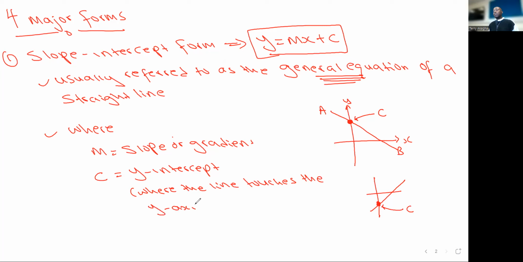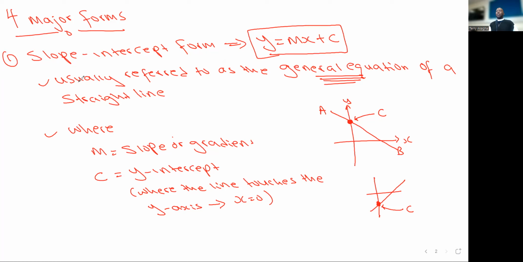And also, for those that have watched my previous video on y and x-intercept, I told you at the y-intercept, x is equal to 0. So just to add it here. We've talked about that before, so please go back and have a look at it. So basically, the slope-intercept form is the general equation of a line. It has the m, which is the slope, and c is the y-intercept. And x and y are the coordinates. Is that okay?